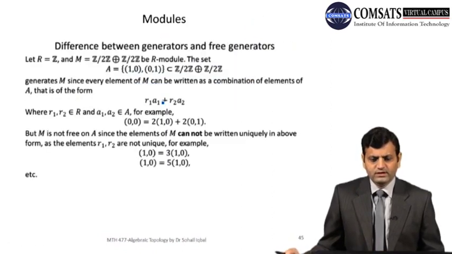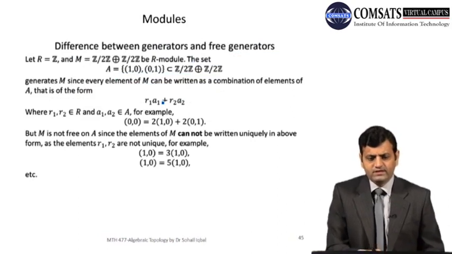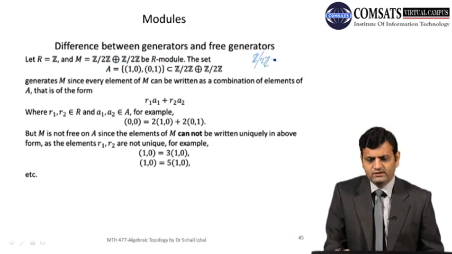In particular, if we consider M to be Z2 plus Z2, the direct sum of this Z2. What are the elements of Z2? These are 0 and 1, basically the congruence classes or equivalence classes of the mod 2 function. Now the set A, which is equal to (1,0) and (0,1), which is of course contained in this module M, generates M because every element can be written as a combination of elements of A of this form.